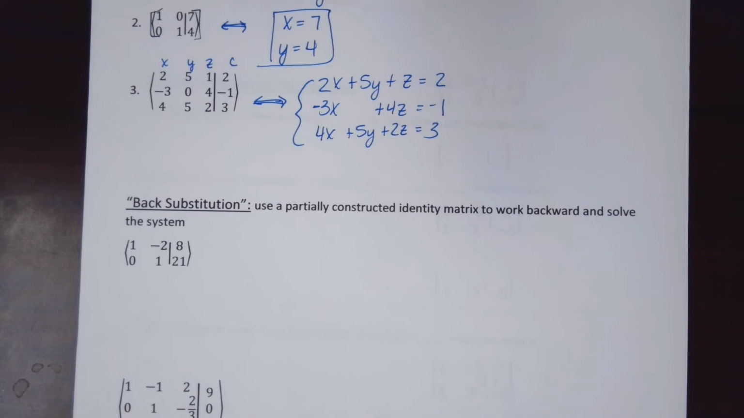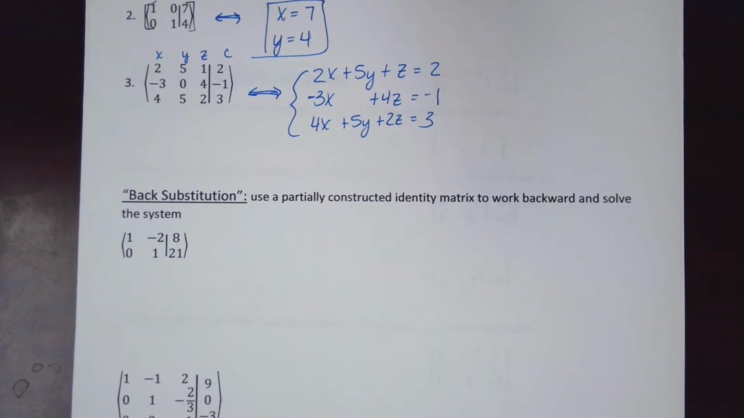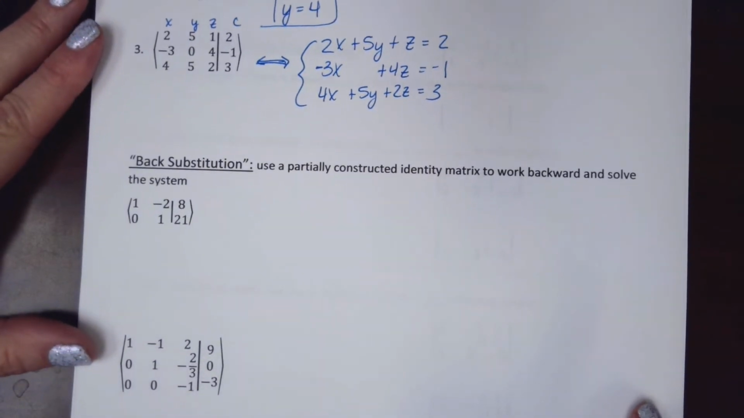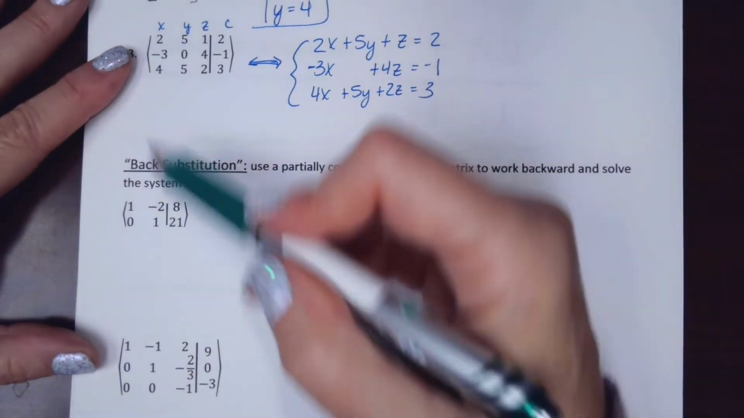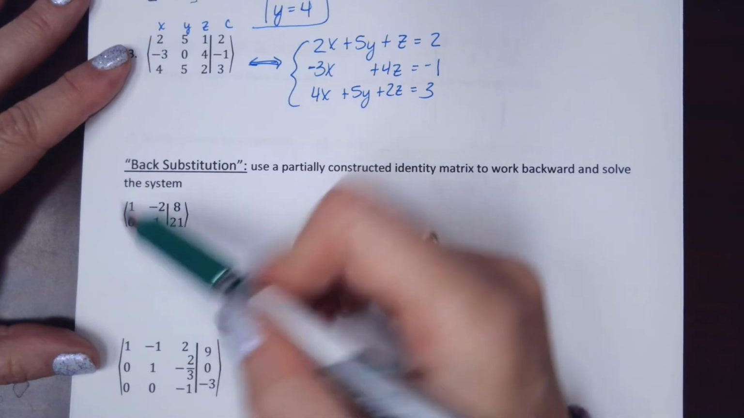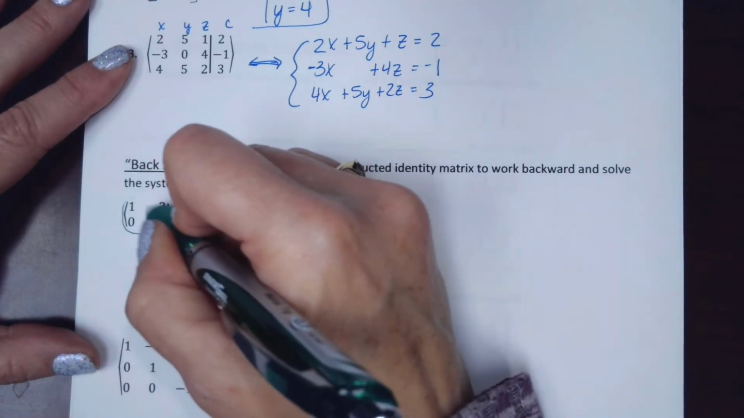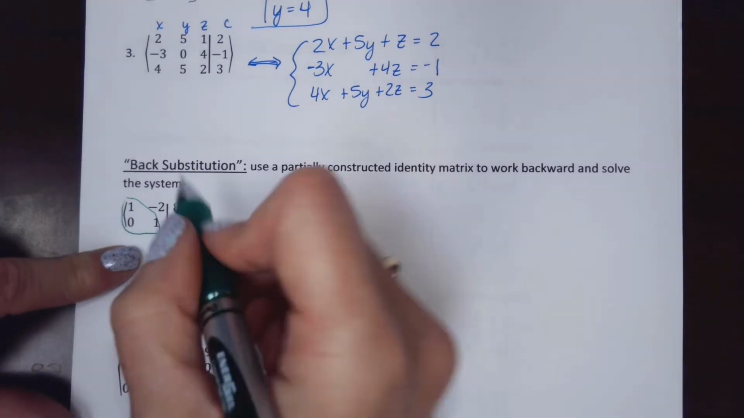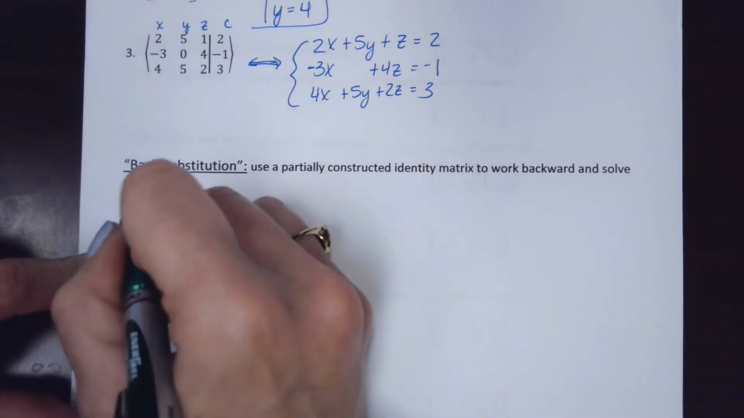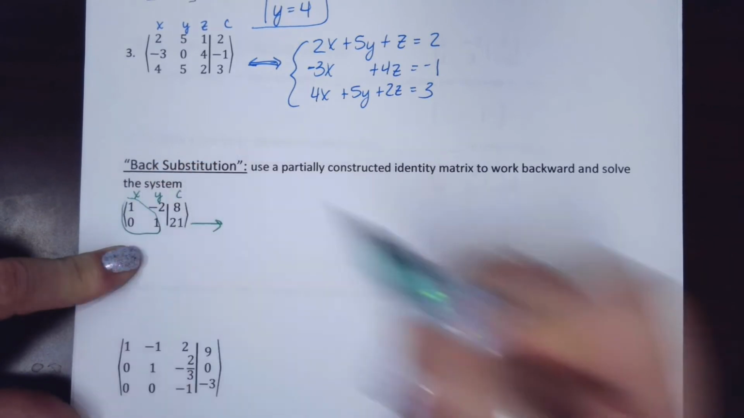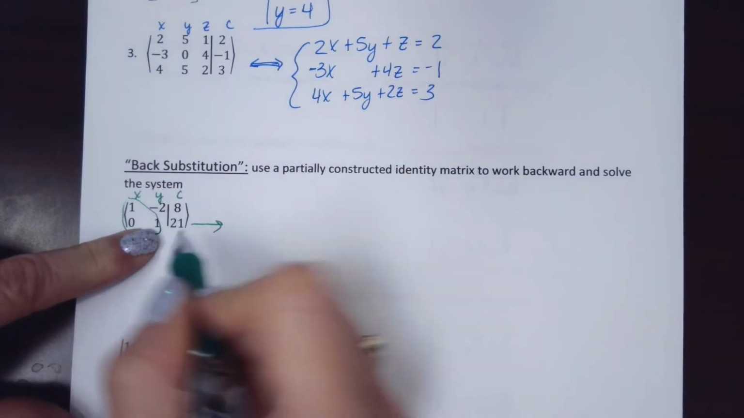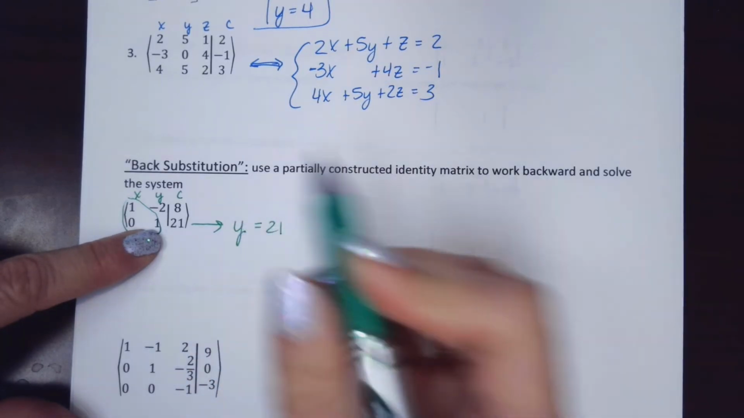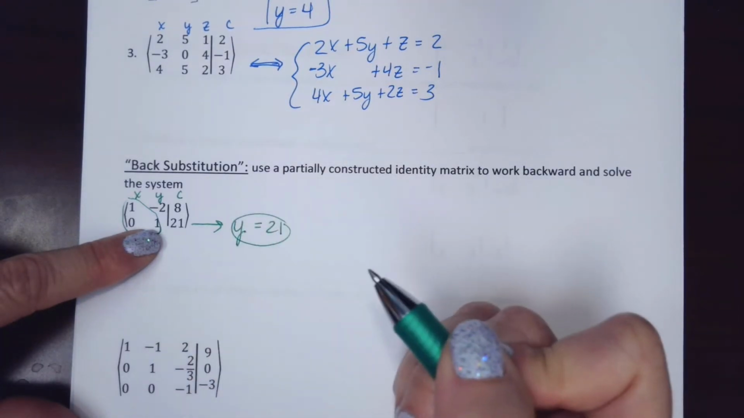Back substitution. You can use a partially constructed identity matrix to work backward to solve the system. When I say partially constructed identity matrix, I mean that I have ones on the diagonal and zeros below. So I've got that bit of the identity matrix. I don't have the rest. Here's how this works. If I start at the bottom, this would be x, this would be y, and there's my constants. So this second row tells me that 1y equals 21. That's my value for y.